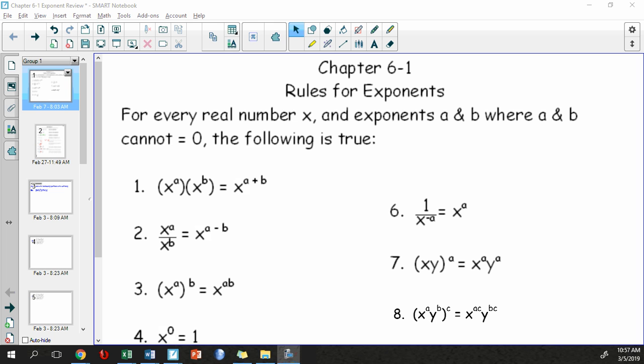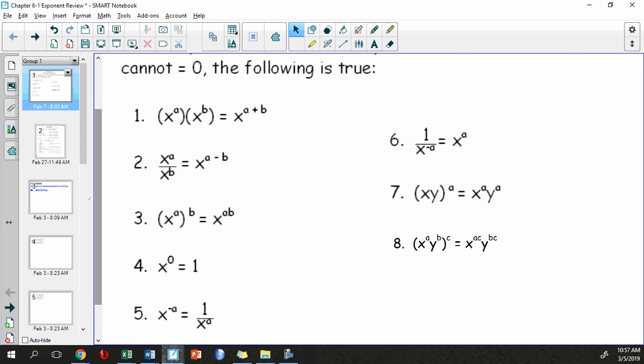Now, for every real number x and exponents a and b, where a and b cannot be 0, the following is true. Okay? X to the a times x to the b. I have one base with two different exponents. What you're going to do is add those exponents together.